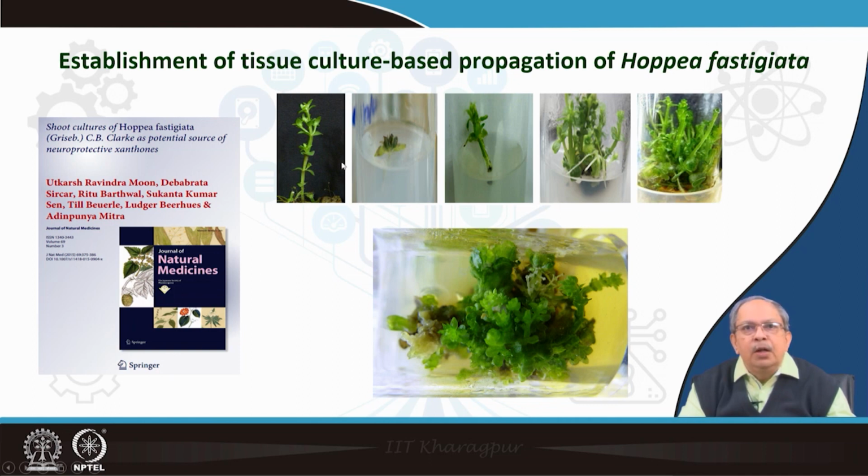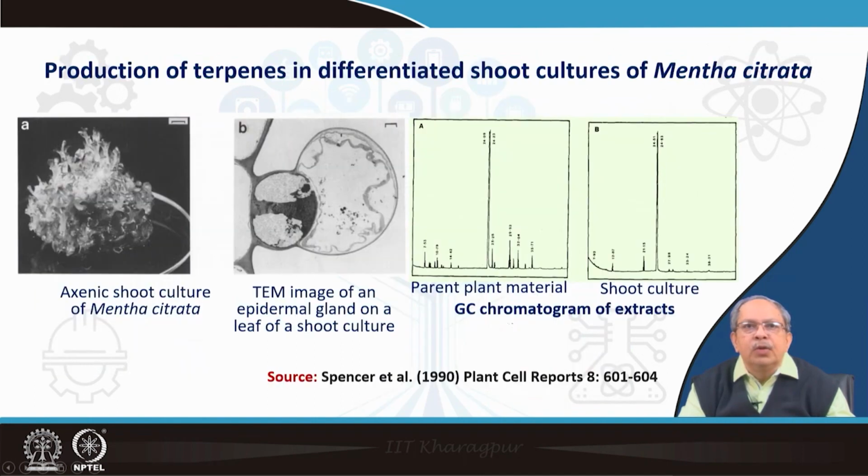So, the plants were collected from a forest, and then attempts were made to develop tissue cultures, and with very hard effort scientists were finally successful in producing these shoot cultures. And when these shoot cultures were analyzed, it was found that they produce the xanthone metabolites which are originally found in the field grown plants. So, this is basically a zoom view of the shoot cultures.